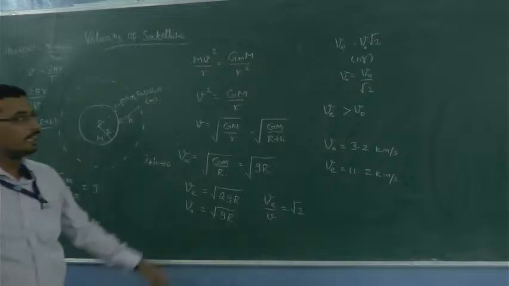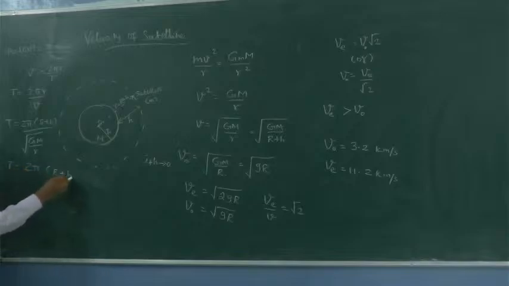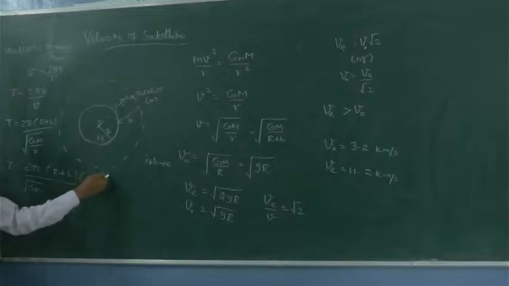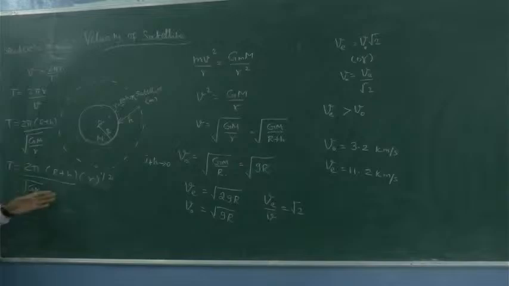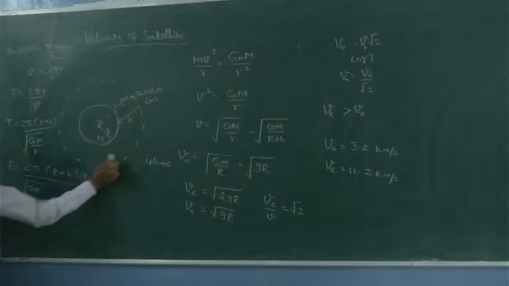V expression we already know, yeah. What is the basic expression for v? Root over GM by small r. Again that small r can be replaced by R plus h. So the equation becomes 2 pi (R plus h) by root GM. This root (R plus h) goes in the numerator. So root r can be written as r power 1 by 2. Square root can be written as r power 1 by 2. When bases are the same, powers can be added. 1 plus 1 by 2 is 3 by 2.